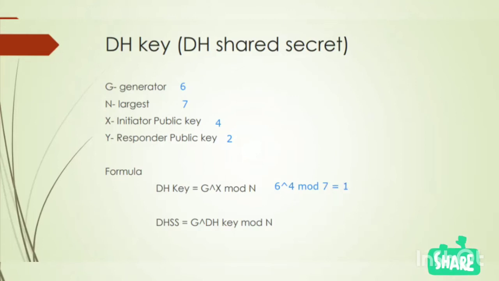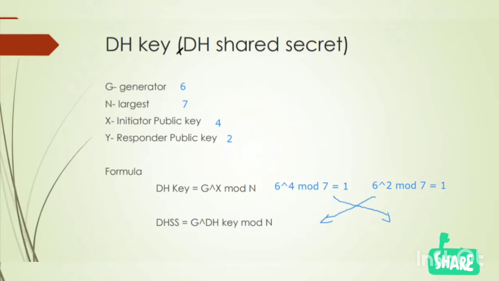Next, for the responder: 6 power 2, because the responder's value is 2, then mod, the N value is 7. So here also the value is 1. So what they will do is exchange this value. The responder will send this value to the initiator, and the initiator will send this value to the responder.